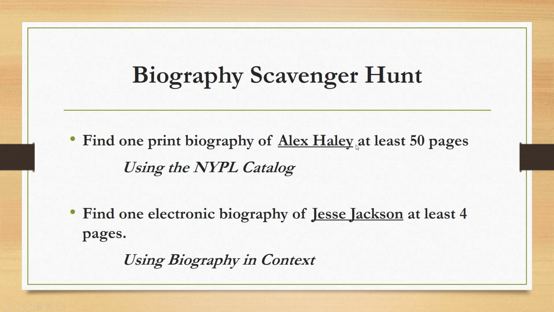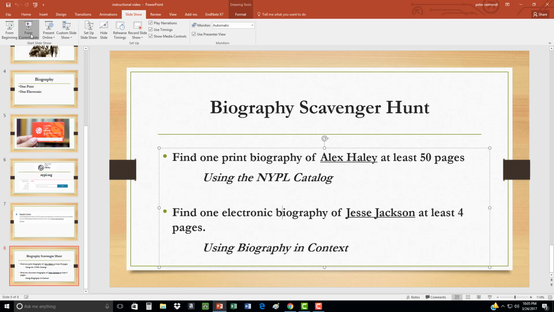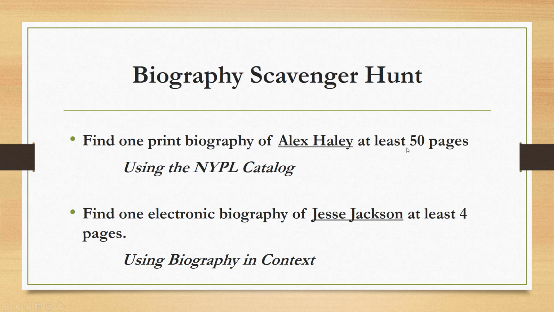I'm going to keep this up, and you also have the sheet with the information which I handed out earlier. I want you to find a print book on Alex Haley in the New York Public Library catalog, and the book should be at least 50 pages. I'm sorry, this keeps on shutting off. At least 50 pages.